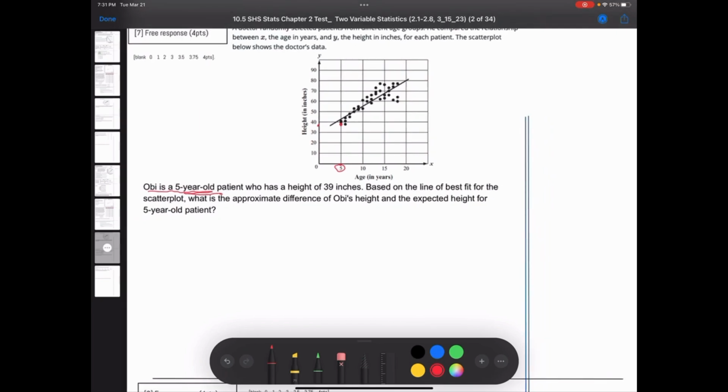Based on the line of best fit for the scatter plot, what is the approximate difference of OB's height and the expected height? So when I think of this, I think of the actual minus the predicted. Basically that's a vocab word called the residual.